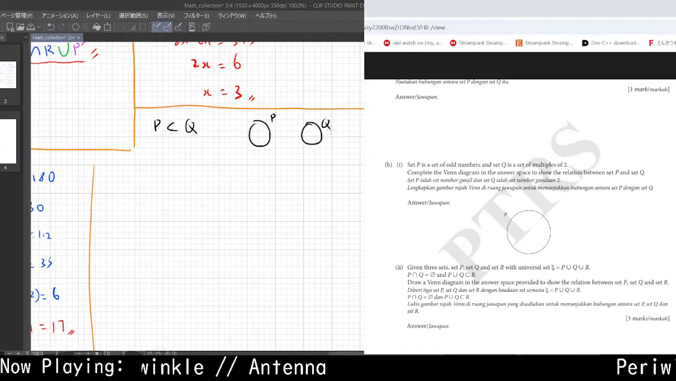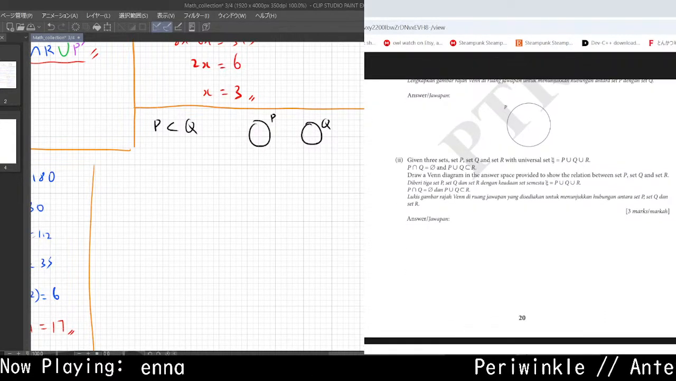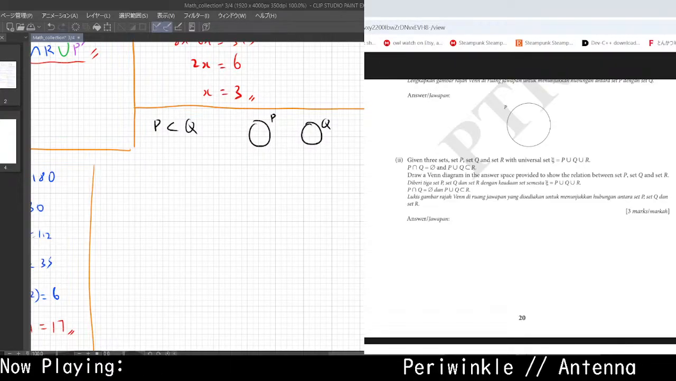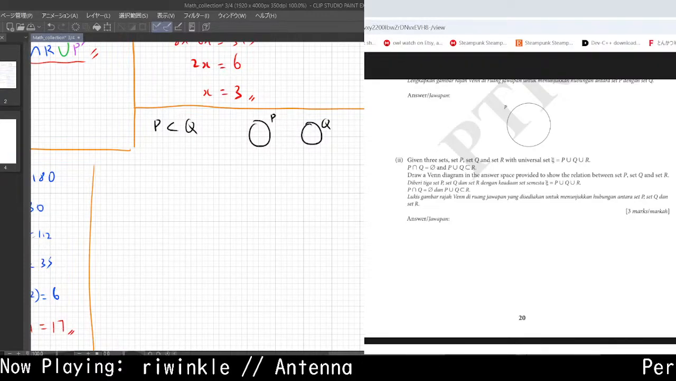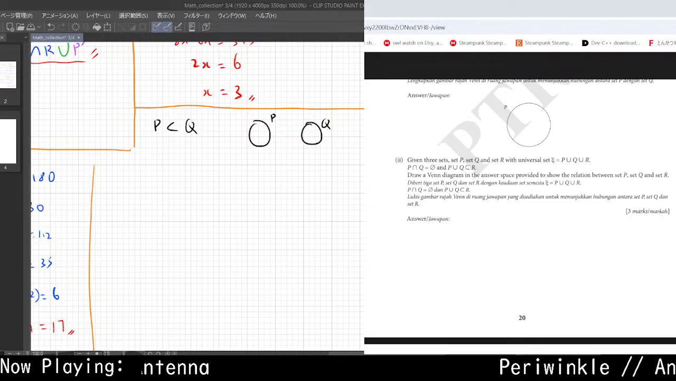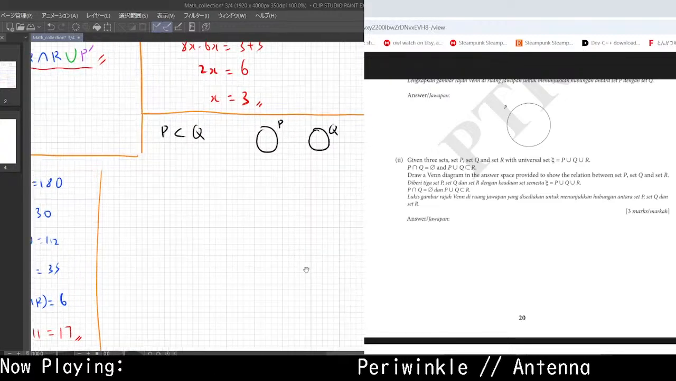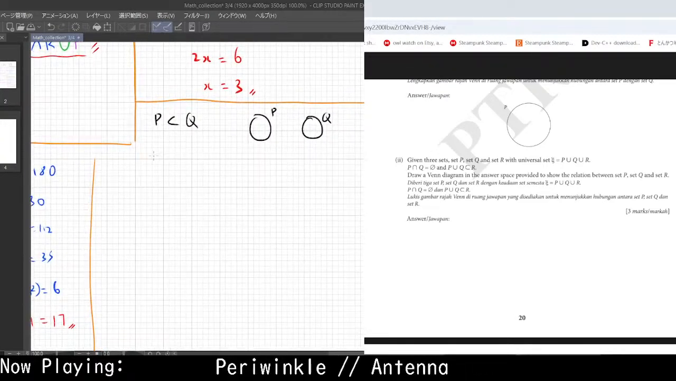Given three sets, this one maybe I need to talk about. Given three sets P, Q, R with universal set, P overlap Q is nothing, and P and Q together, P union Q, is a subset of R, is inside R. So how do you know about this?